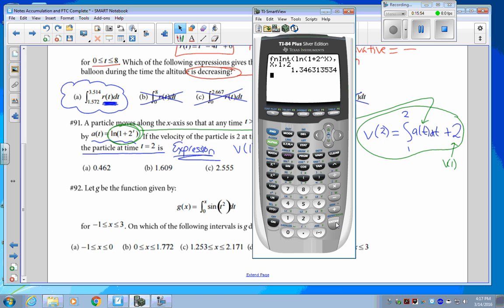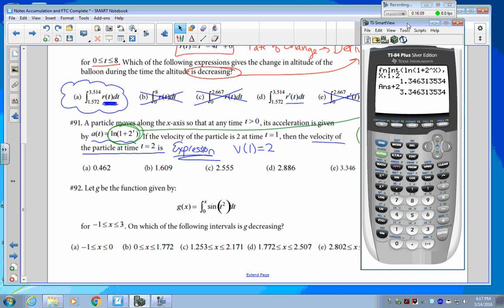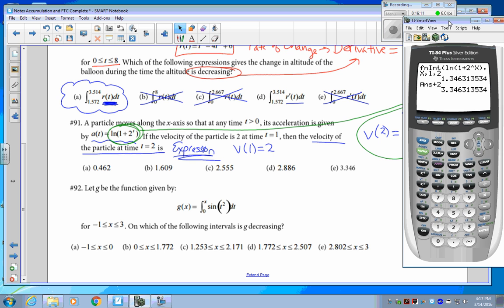So we have, this is just the definite integral. So that really is just the very first part. That's my definite integral from 1 to 2 of a of t. I need to add 2 to that to actually figure out my velocity at time 2. Now that I have that, I can go ahead and decide which is my answer. Looks like that answer is E.